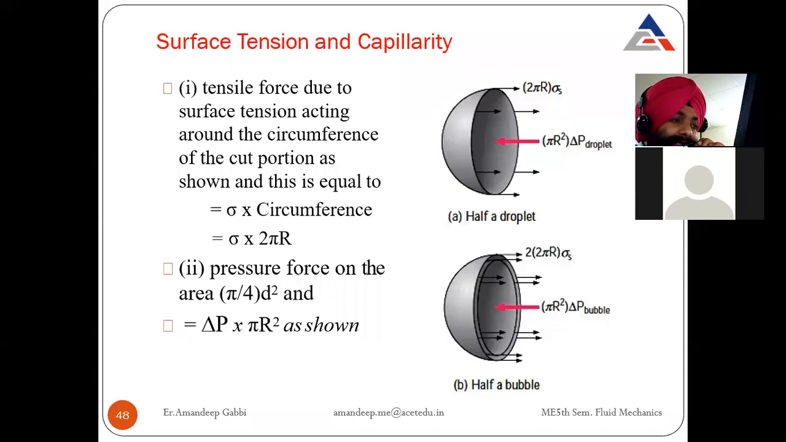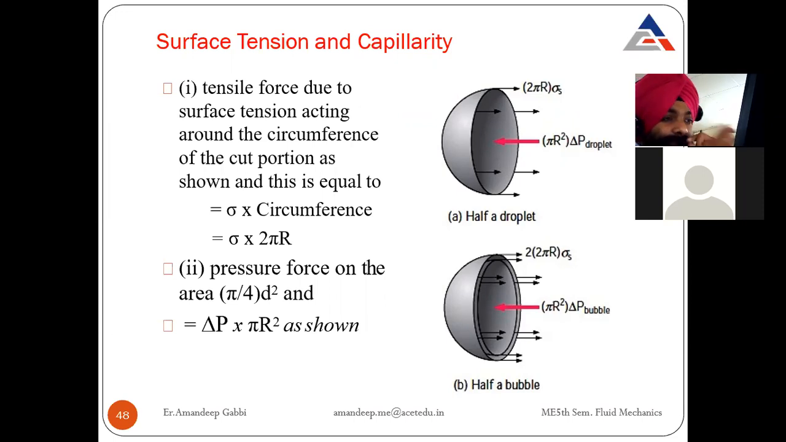Now sigma is acting on the surface of this liquid. The circumference of this water droplet is equal to 2 pi r. You all know the circumference of a circle. Then sigma into 2 pi r is the tensile force due to surface tension. The force acting because of surface tension is equal to sigma into 2 pi r.